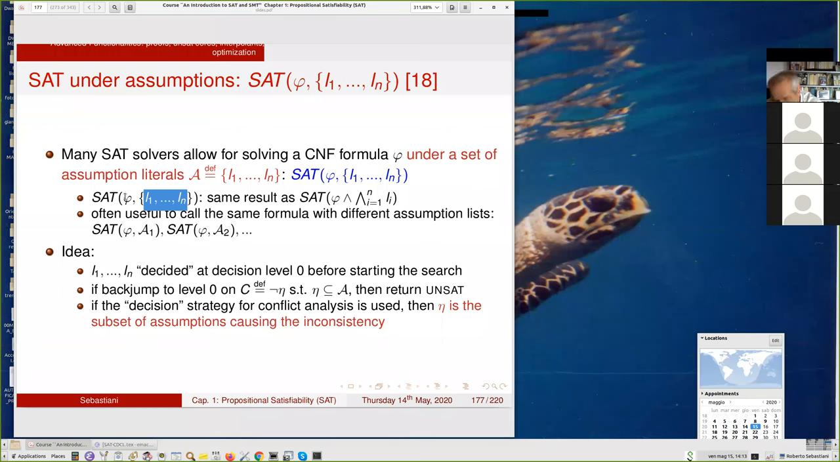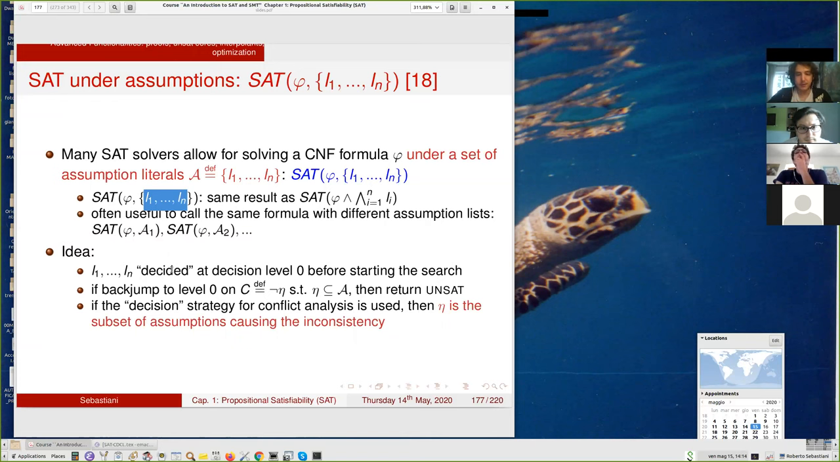I have just a question. Is it not always the case that eta is a subset of the assumptions? No, no. When this happens, of course, you can jump to level zero. Think about that. Level zero is just the assumptions, plus possibly some other unit propagations under the assumptions. Everything which is not an assumption, and is not unit propagated after the assumptions, is not level zero.